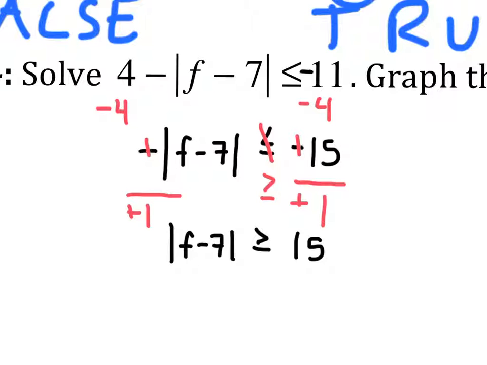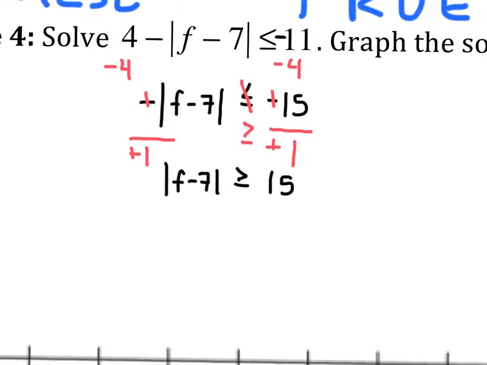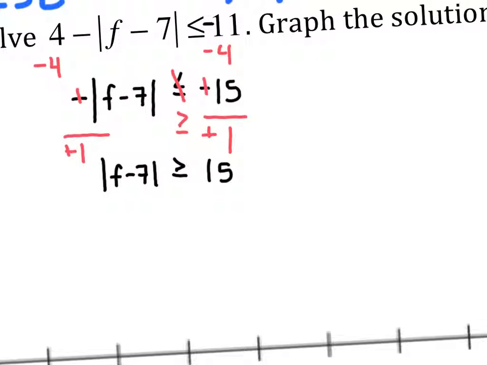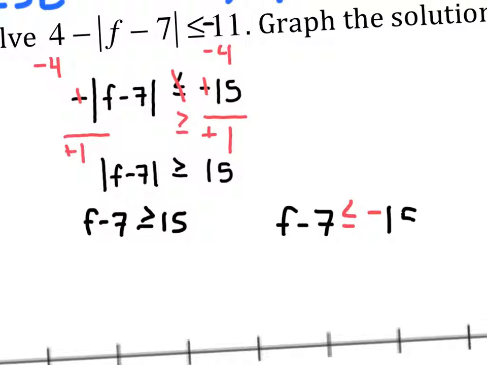It's okay if you had a negative on this side, because with absolute value, or excuse me, greater than or less than, there's not as many restrictions as with an equal sign. So now we're in the position to do the splits. I'm going to say the f minus the 7, greater than or equal to 15. F minus 7, switch directions, make a negative, keep the 15.